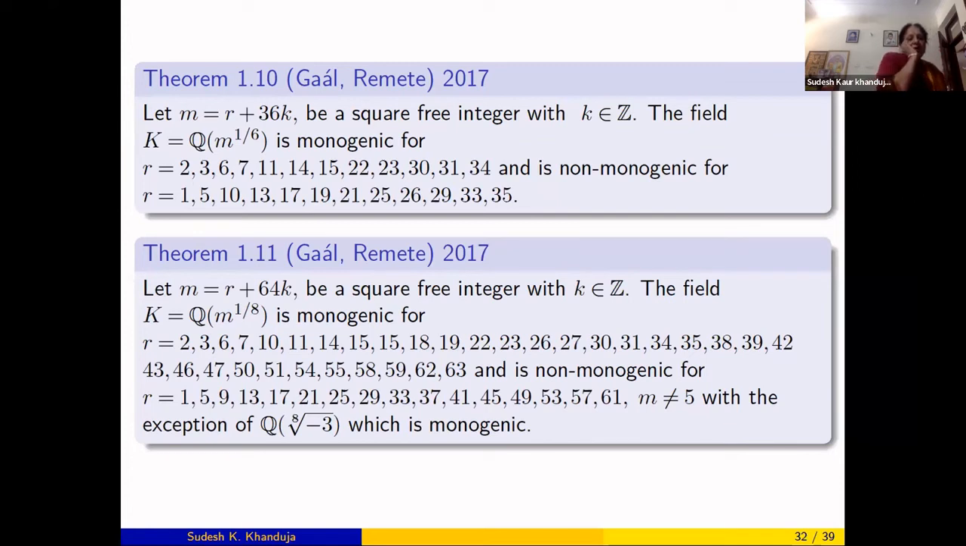And in the same paper, they proved: let m equal to r plus 64k be a square free integer, then the field K equal to Q(m^(1/8)) is monogenic for these values of r and is non-monogenic for these values of r, with the exception of Q(cube root of -3), which is monogenic.